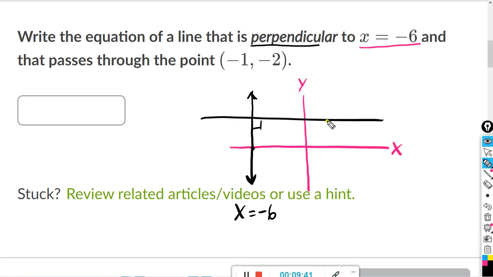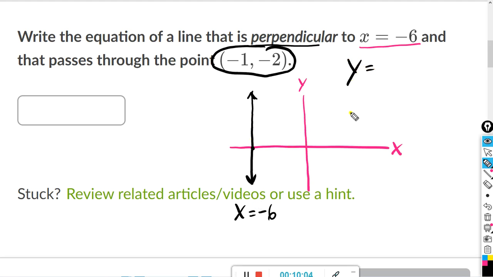So we don't know where this line is going to be until we check out the point that it passes through. And it says right here, the point that the new line passes through is negative 1, negative 2. All right, so since this is x equals something, the perpendicular line is going to be y equals something. Well, what does y equal? Well, if it passes through this point and the second number is the y coordinate, y has to equal -2. So there's your answer right there.